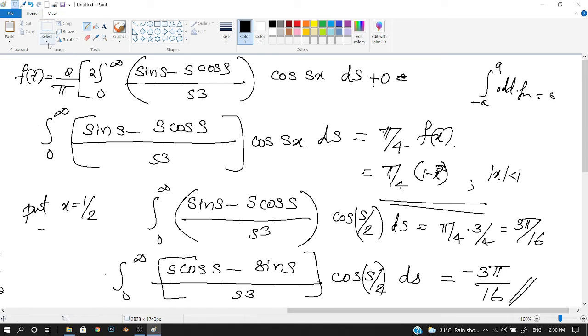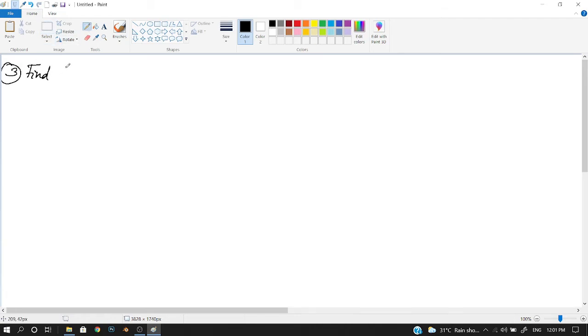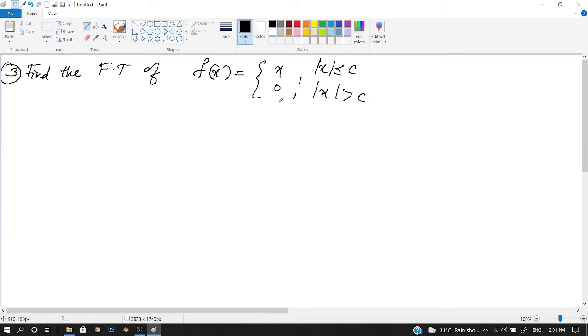Now we can move to another problem. Now write the next question. Third question: find the Fourier transform of f of x equal to x for mod x less than or equal to c, and 0 for mod x greater than c.